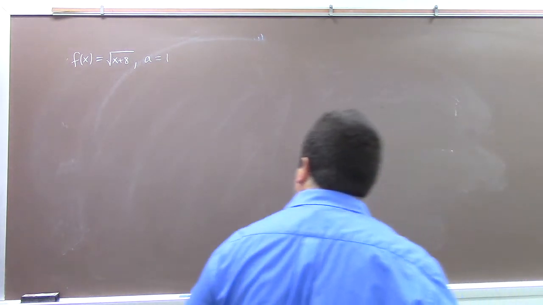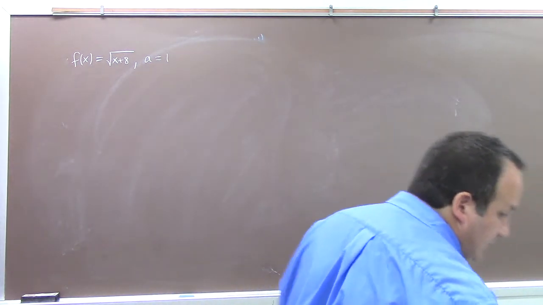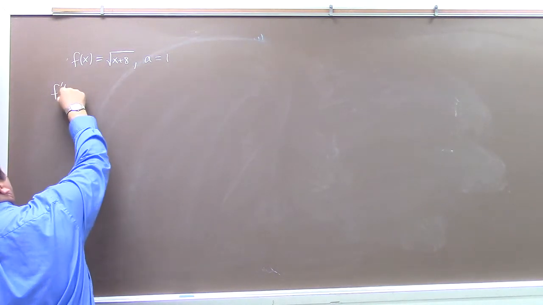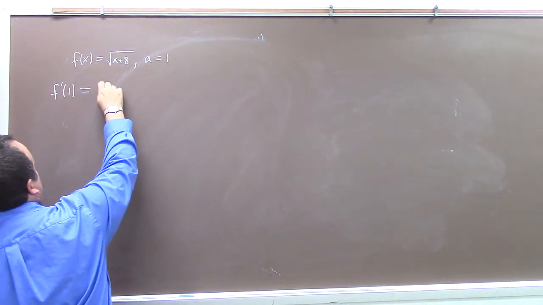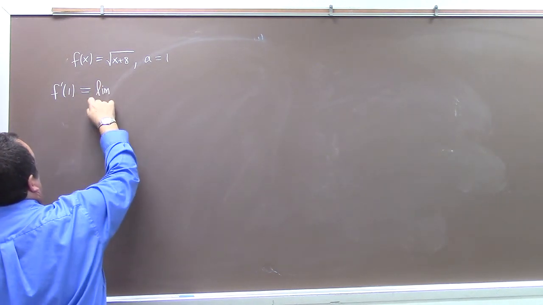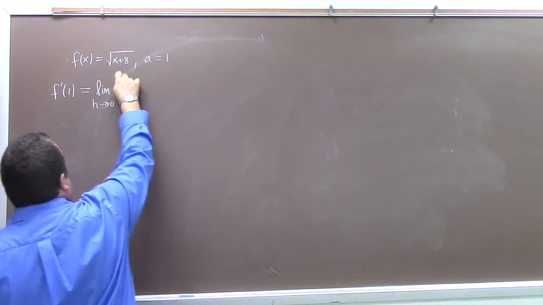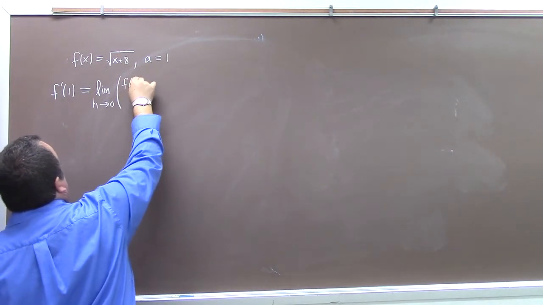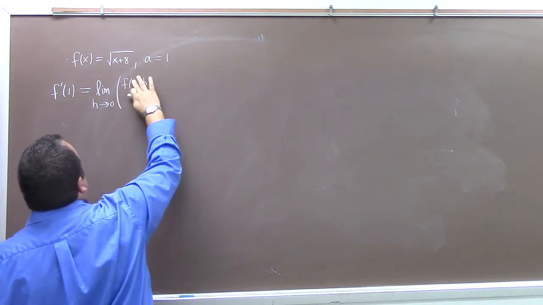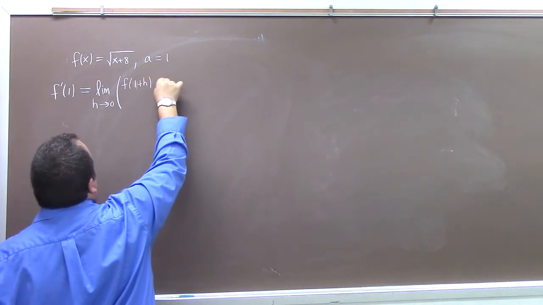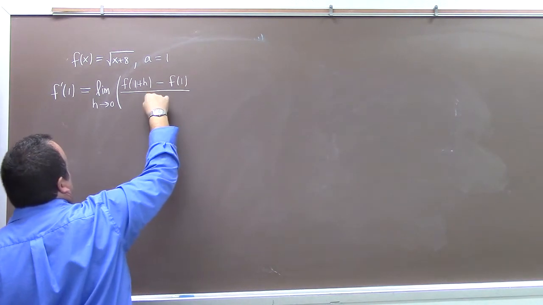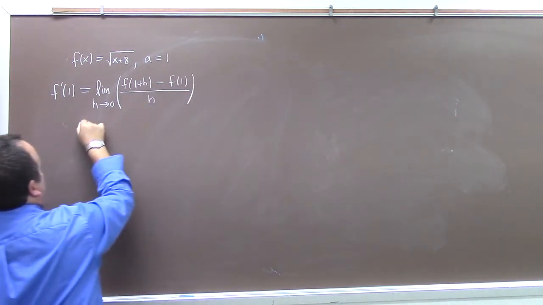So f of x is square root of x plus 8. A is equal to 1. And I just want to work out what's f prime of 1. So what do you guys want to use? Let's use the h formulation, right? Limit as h goes to 0 of f of a plus h. But here a is what? A is 1, right? So I do f of 1 plus h minus f of 1 divided by h, right? How's that work?